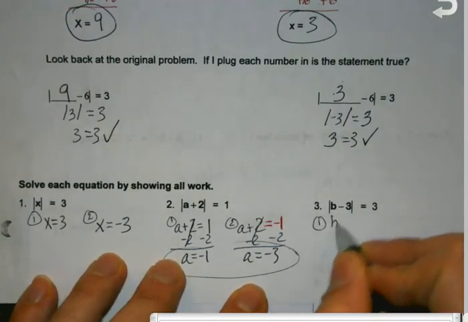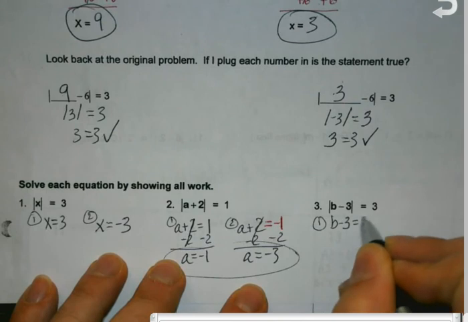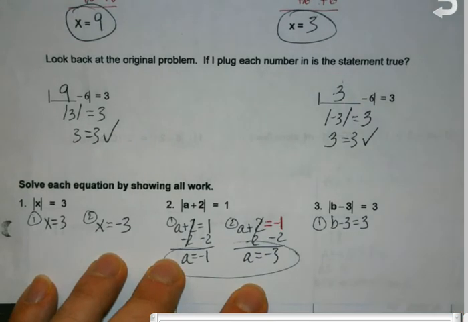So whenever I do these, again, first one, leave it alone, just lose the bars. Second one, change it to a negative.